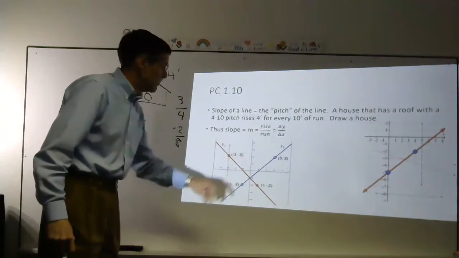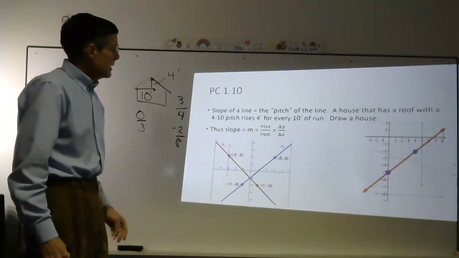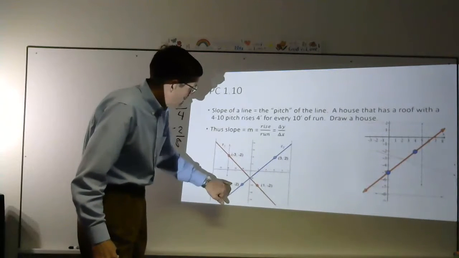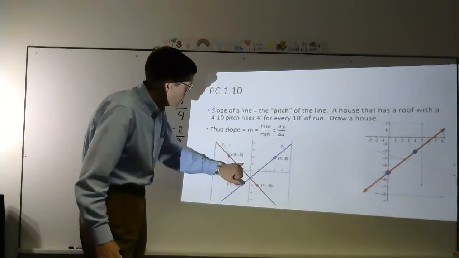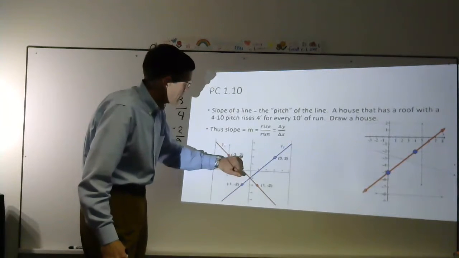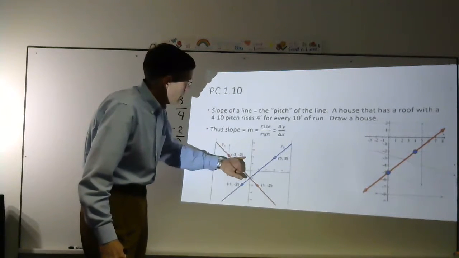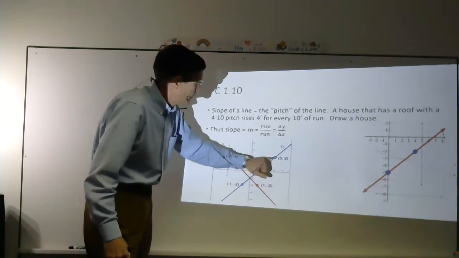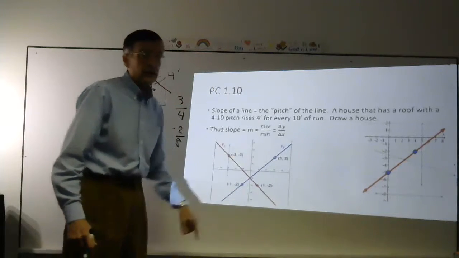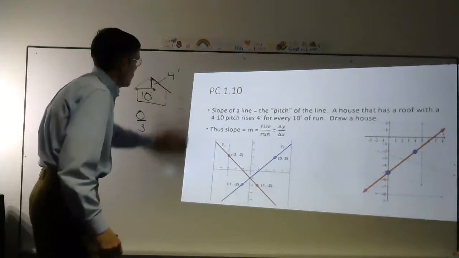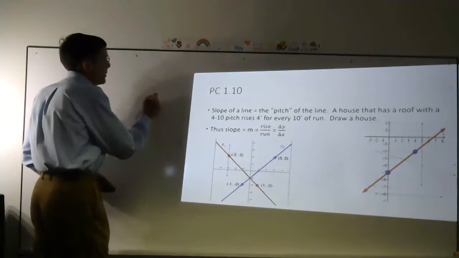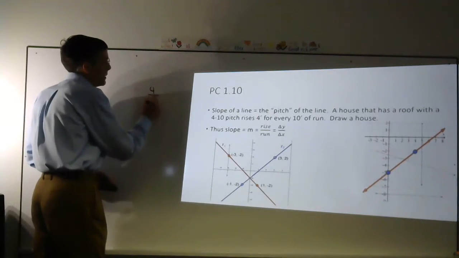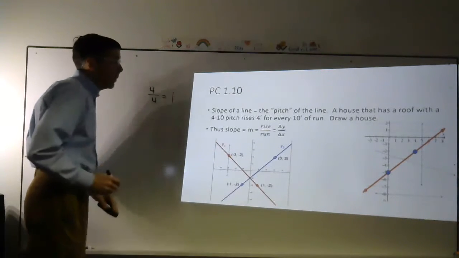How about the red and the blue over here? Now you can count blocks again. For instance, I can count blocks here and go 1, 2, 3, 4. I'm going to go up 4 and then over 1, 2, 3, 4. This is up 4 and over 4 slope. If you're going to go up 4 and over 4, that's a slope of 1.